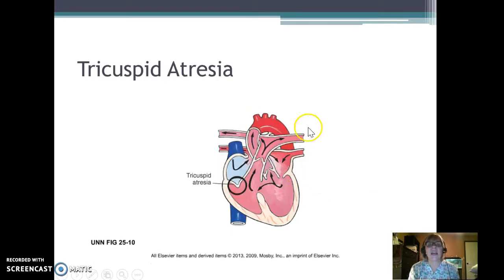Tricuspid atresia. Atresia means not there or totally non-functional. So the tricuspid valve is not there or totally non-functional. There is no connection between the right atria and the right ventricle. In utero, this child will have an ASD and a VSD. There's no other way for a fetus to survive.